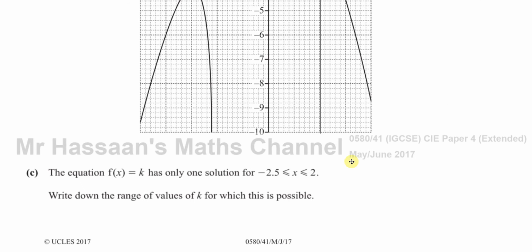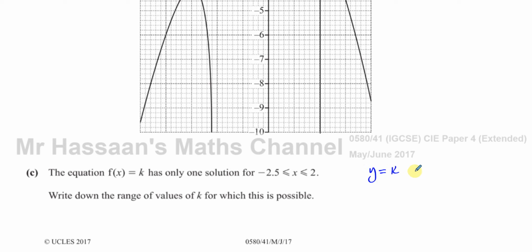Okay, so part C says the equation f of x equals k has only one solution between these values of x, which you can see drawn. Write down the range of values of k for which this is possible. So f of x equals k. K obviously is a constant. It's just a constant number. And so f of x equals k would be like a horizontal line.